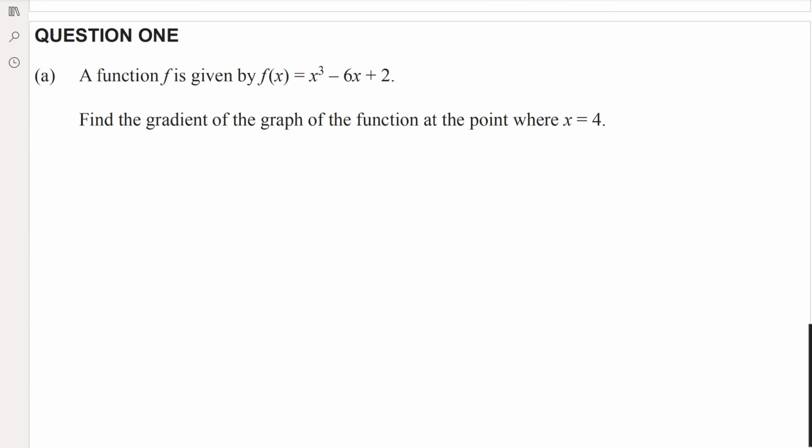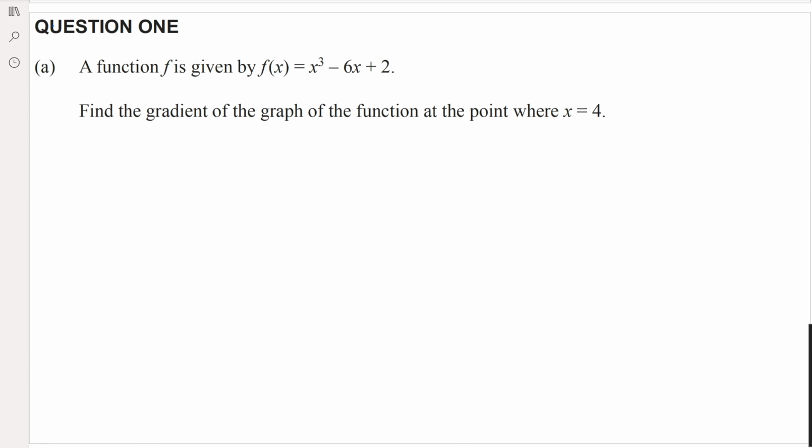First question is a nice and simple one here. We've got a function which is given by this f of x, and then we want to find the gradient of the graph of the function where x is equal to 4. So what they're asking for, and this is something that I always say to folks when they're doing calculus, is write down what you actually have. In this case, you've got f of x, which is x cubed minus 6x plus 2, and then what you're looking for is f dash of 4.